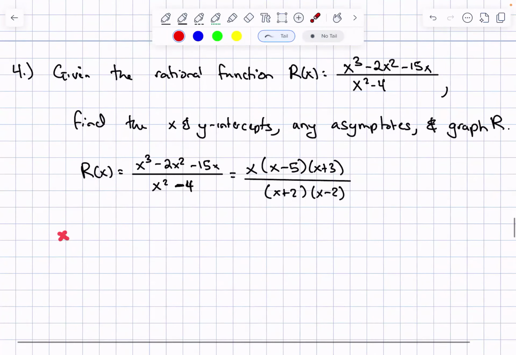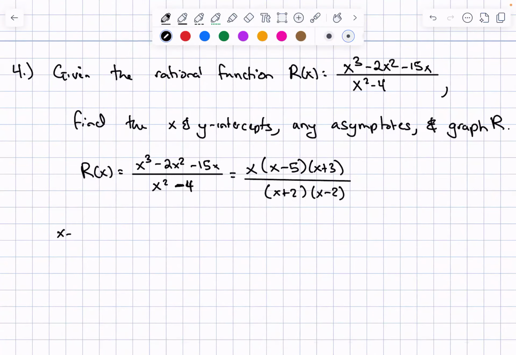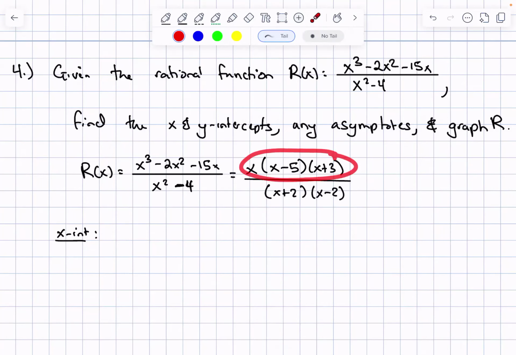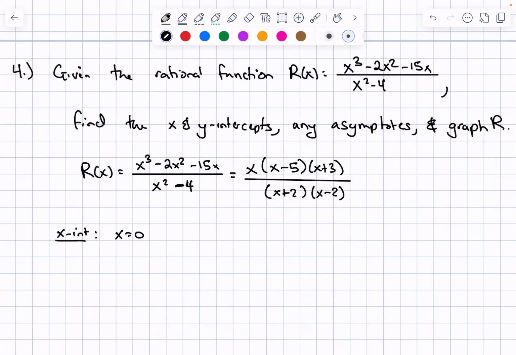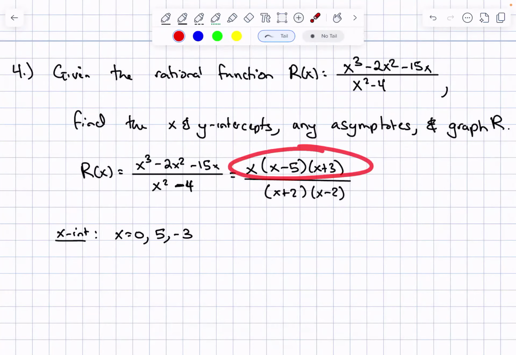So for x-intercepts, we're setting the function equal to 0 to set the y value equal to 0, but that can only happen if the numerator equals 0, so that gives me x equals 0, 5, and negative 3. I set the numerator equal to 0, that's where I get 0, positive 5, and negative 3.